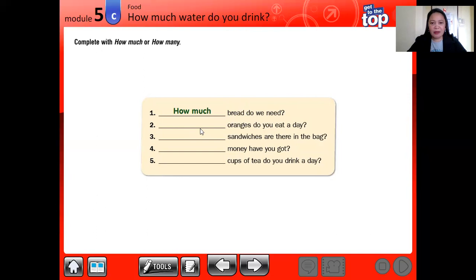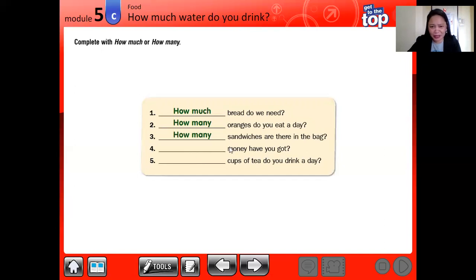Okay, number 2. Blank oranges do you eat a day? So look at oranges. Can we count oranges? Yes, we can. So we use how many. Okay, because how many can be used with countable nouns. We can count oranges, so we use how many. Next, number 3. Blank sandwiches are there in the bag? How many? Because we can count the sandwiches.